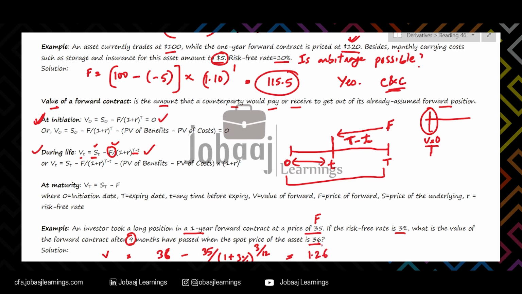So that means if the contract is to be settled on this date, then this will be the payoff on this contract. And lastly, on the maturity date, the value of the forward will be spot price as on expiry minus the forward price.